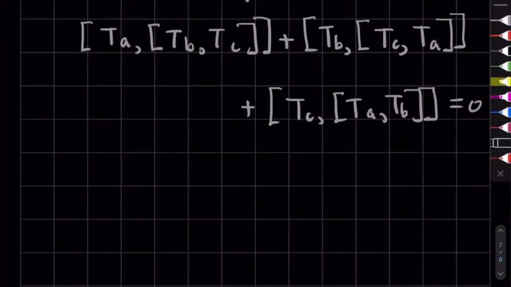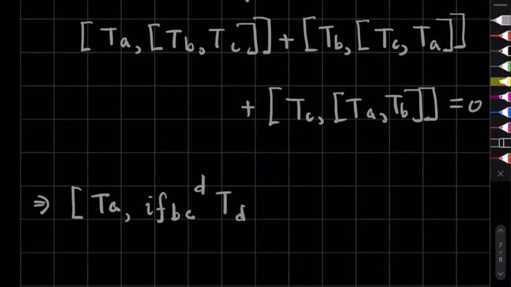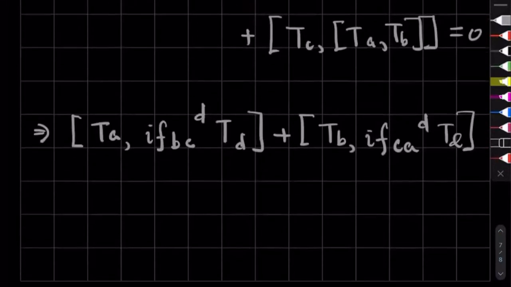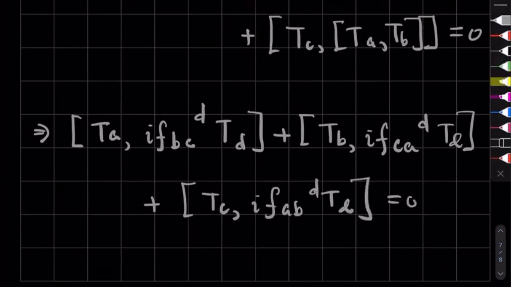If I do this, then in the next step, I get [T_A, i f_BCD T_D] plus [T_B, i f_CAD T_D] plus [T_C, i f_ABD T_D] equals 0.